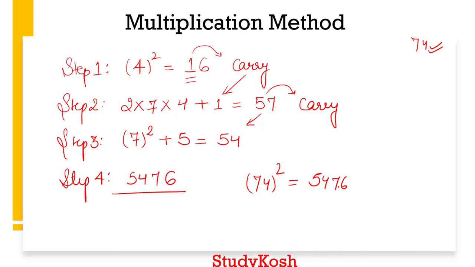So what we have done, the first step is we need to square the units digit. Then we multiplied 2 with the tens digit and unit digit, and we'll add the carry which we have found in step 1. Then under step 3, we took the square of tens digit and add the carry which we have got in step 2. Then we'll arrange the numbers. So I hope you are clear with the first method.